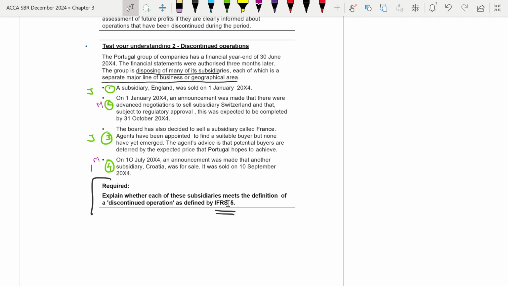Tell me. Is it correct? Which one? The point number one. Point number one is? It meets the definition as they sell it immediately. And the second one. Third one? Oh, sorry. Okay.